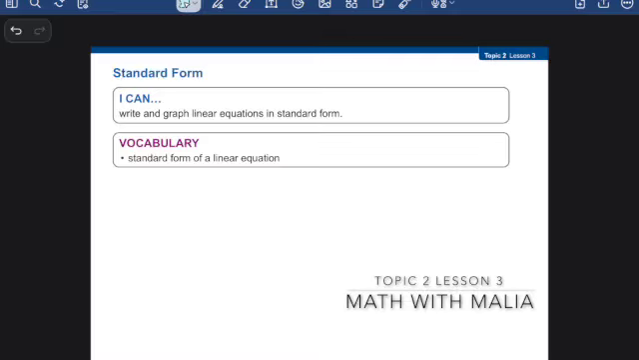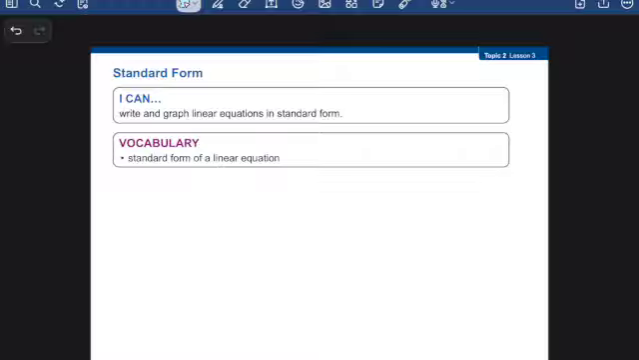Today we're doing Savvas enVision Algebra 1, Topic 2, Lesson 3, Standard Form for Linear Equations. We learned about slope-intercept form, we learned about point-slope form, and now we're going to look at standard form and when this form of linear equations is useful.